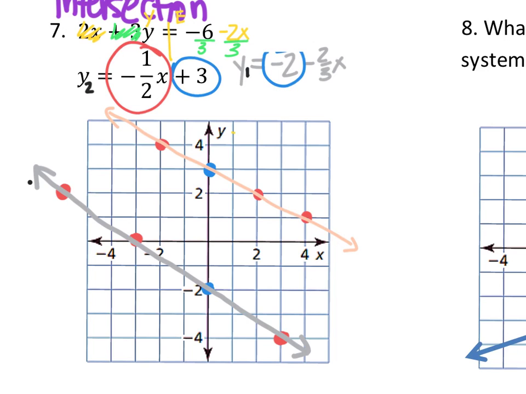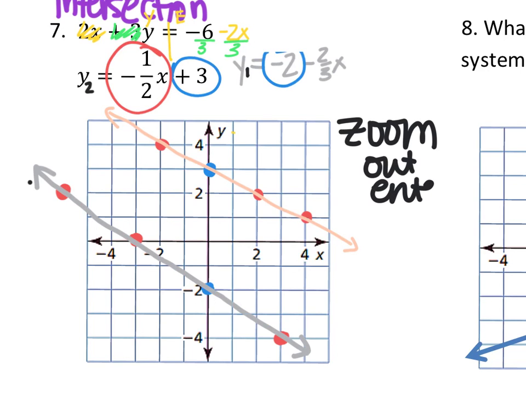These lines look like they might be parallel. I'm telling you they're not. This line is a little bit less steep than the gray line here, I promise. So in order for us to find the intersection, you need to make sure that you go to zoom and out, and then you want to hit enter again so that it will regraph it for you. And then if you don't see the intersection, repeat that process. And eventually you're going to see a graph that looks like this.